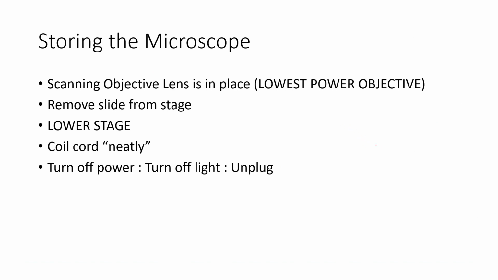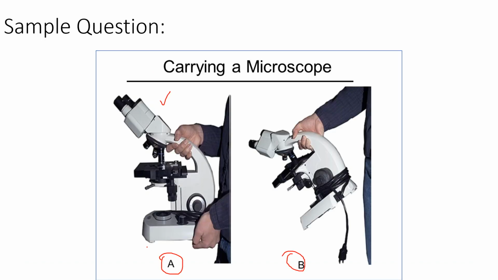Now, when you store the microscope, let me come back up to this picture here. This is stored incorrectly, because if you notice, that objective lens is right there next to the stage. You want to make sure that the objective lens is very high up and the stage is very low down, because you want to keep those glass pieces as far away from each other as possible so there's no chance of them getting broken.